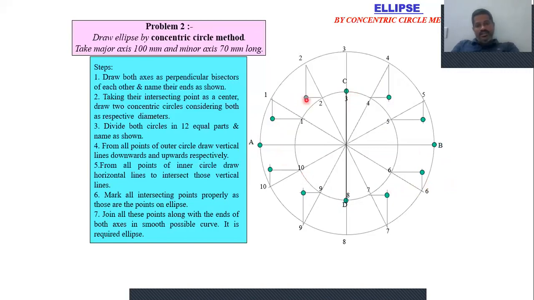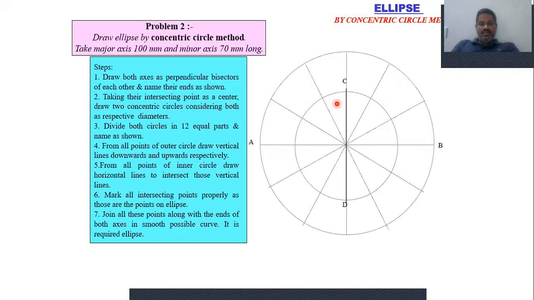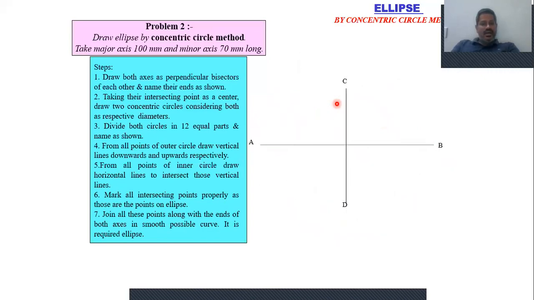So by joining all these points, we will get a curve. So draw, or join all these points in a smooth curve. So the overall curve we will get is an ellipse. So I repeat this once again for the clarity. So we have the major axis and the minor axis.